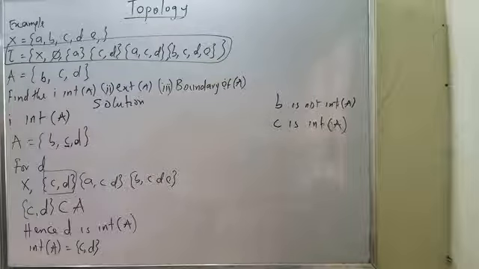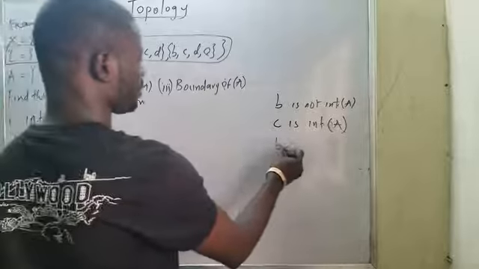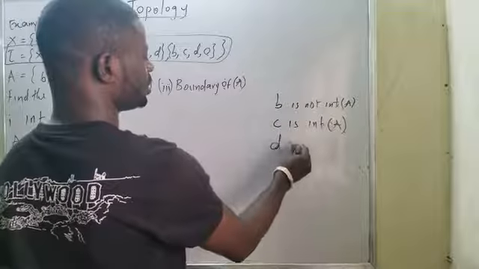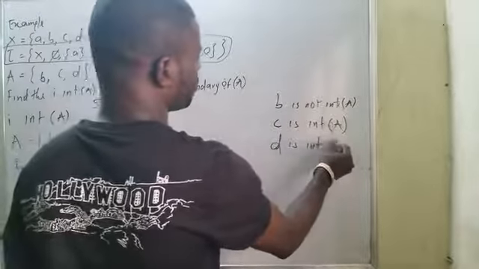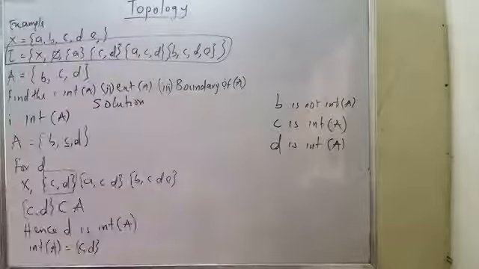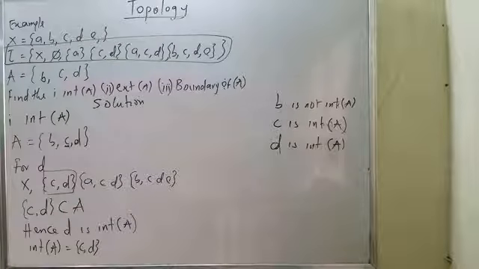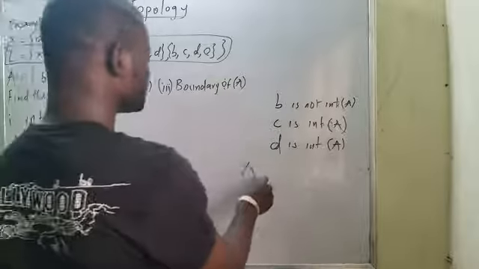Interior of A is CD. Now, what I need to do now, it means what? D is interior of A. D is interior of A. Now, among these things, I will now list them out, which is my set A.